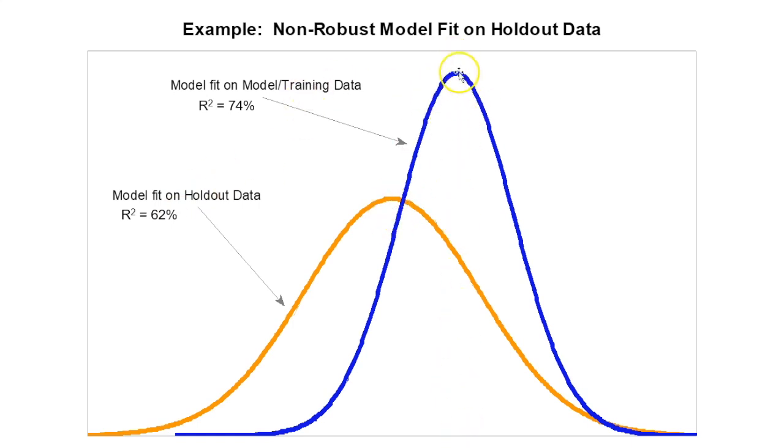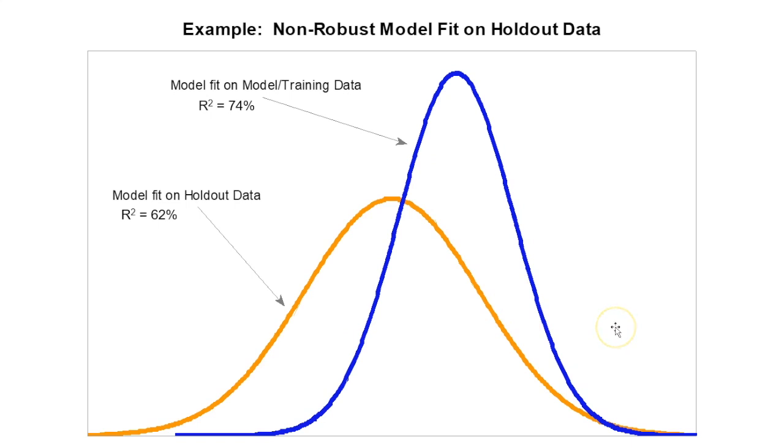Where the average of the predicted heights is over here for the model data. For here, it's the holdout data, and so those are clearly different. And then, Drew, as you pointed out, the standard deviation is a lot wider for the model fit on the holdout data than it was on the original training data.